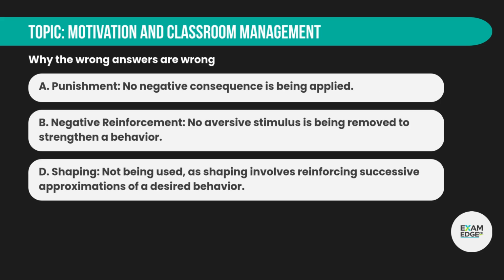Why the wrong answers are wrong? A. Punishment. No negative consequence is being applied. B. Negative reinforcement. No aversive stimulus is being removed to strengthen a behavior. D. Shaping. Not being used, as shaping involves reinforcing successive approximations of a desired behavior.